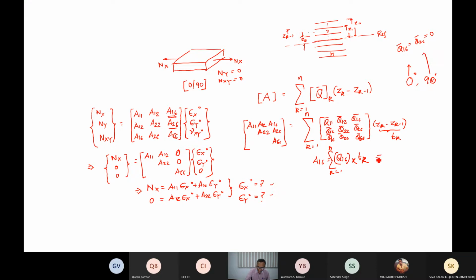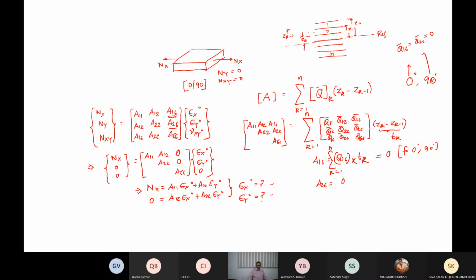Therefore, this will be 0 for 0 degree and 90 degree. Similarly, A26 is also 0 for 0 degree and 90 degree. So specially orthotropic lamina means layers are restricted to only 0 or 90. And for 0 and 90, there is a specially orthotropic lamina. Therefore, the laminate is a specially orthotropic laminate. Therefore, A16, A26 is 0.